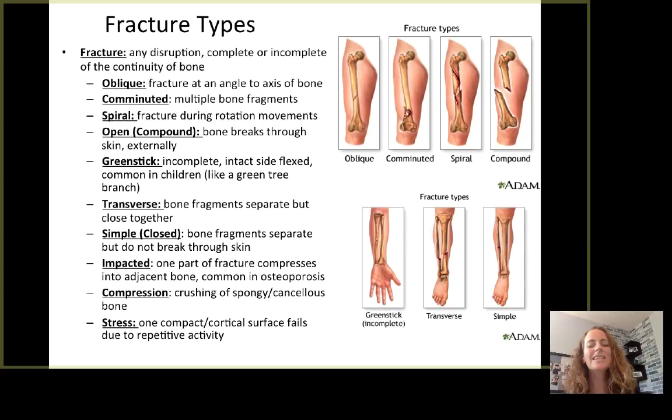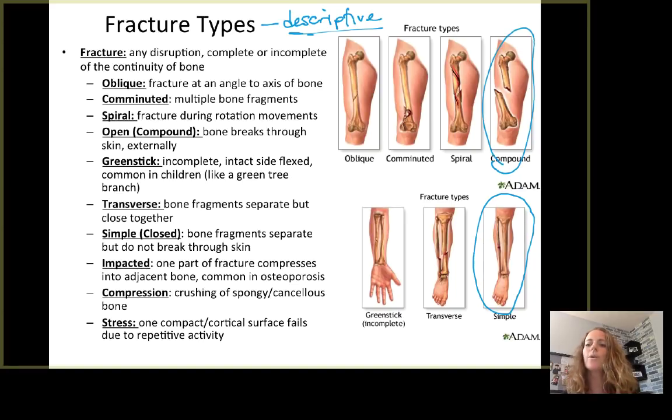Fracture types. You're going to see in the textbooks a lot of different kinds of fracture types and fracture terms. What you want to know for this is that fractures are generally organized by their descriptive terms. So fracture types are descriptive. First, is it open or closed? Terms for open and closed are simple and compound. So compound is when the bone breaks through the skin. That's open. Simple is when it's closed or the bone hasn't broken through the skin.